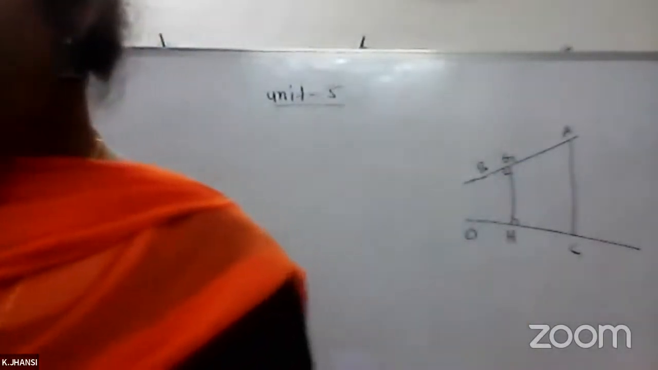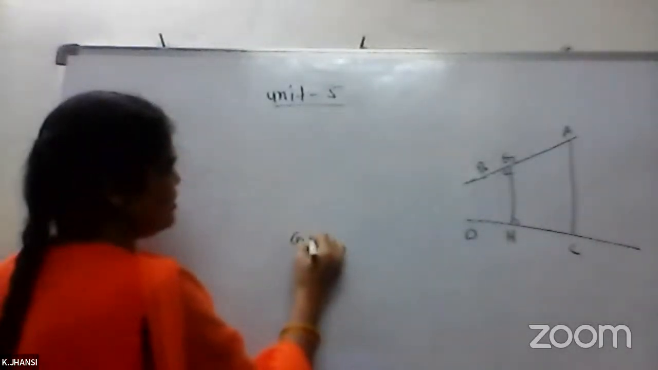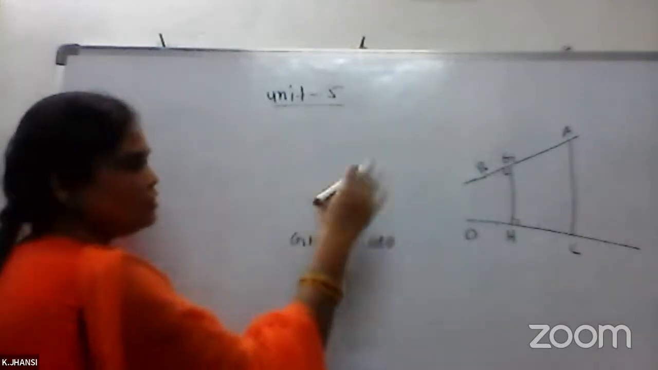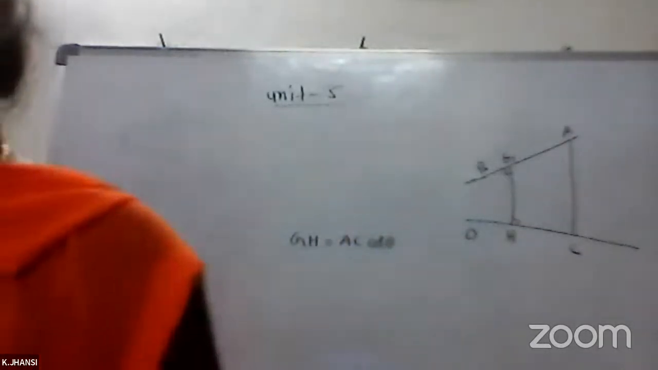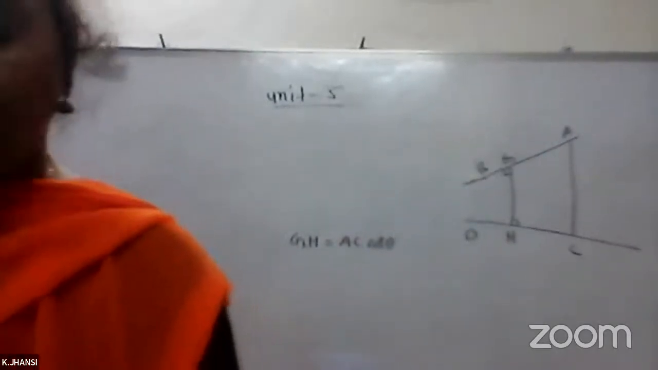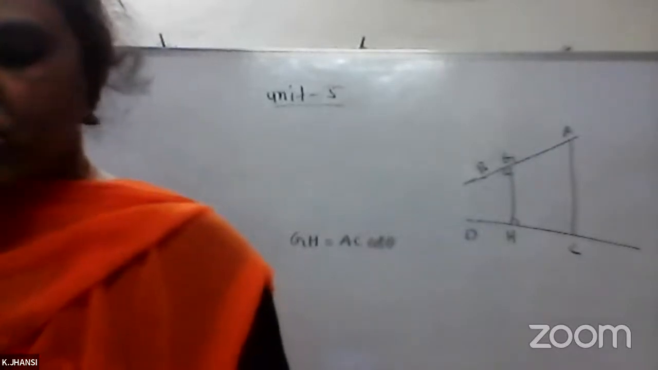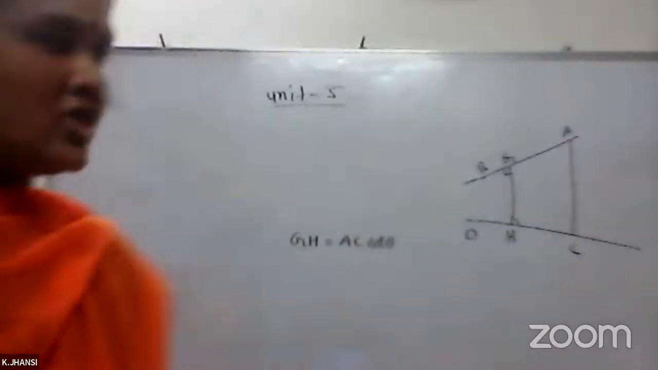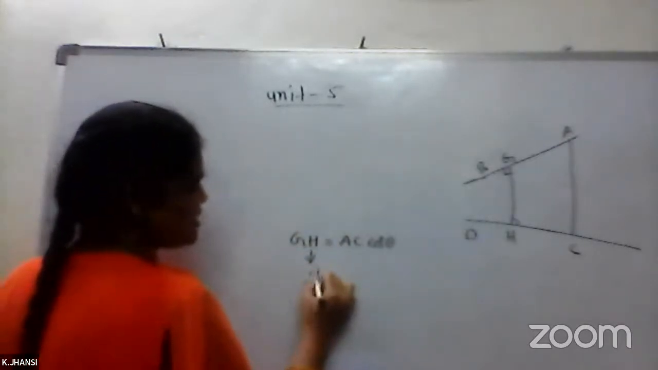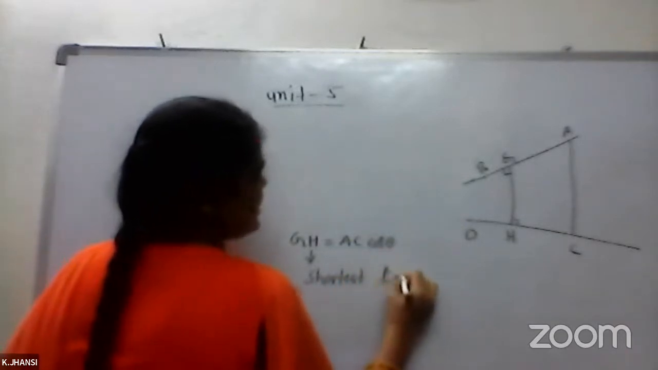Through that we have GH equals AC into cos theta. Okay. So through this, whatever the GH is there, it is making the projection of AC on GH itself. This is called the shortest distance, the shortest line segment. GH, whatever GH is there, it is called the shortest line segment.